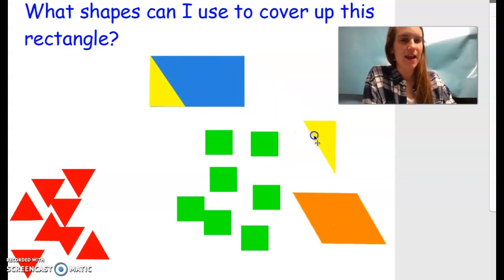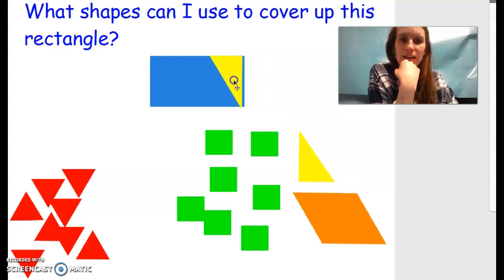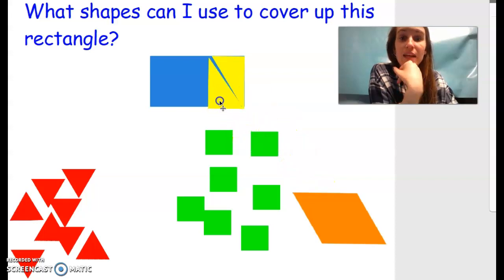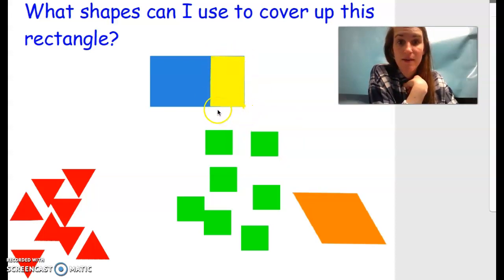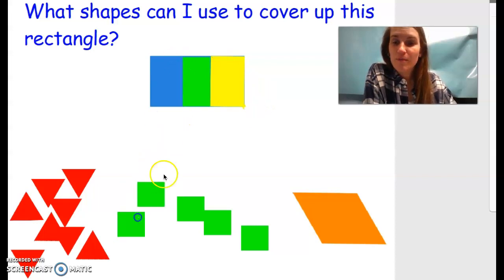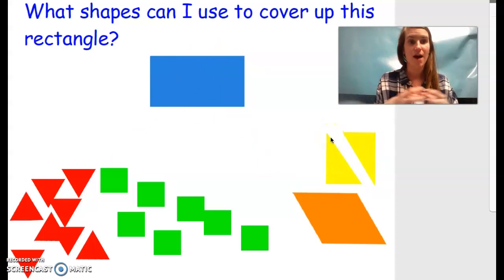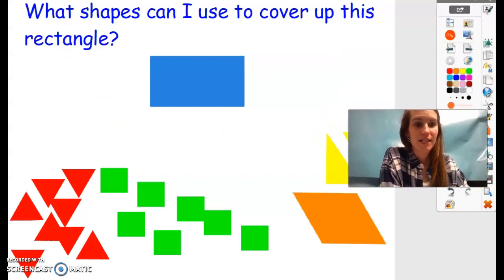Do you think that's the only way that I can make this shape? No, let's try some other ones out. I can use these triangles again. And when I put the triangles together, they make a rectangle. Well, now maybe I can use some squares. Do my squares and my triangles together make a rectangle? Yes, they do. There are so many different ways that we can make shapes. That's why it's so important to learn about these shapes, so that we know how they have a relationship with one another. Let's do another one.